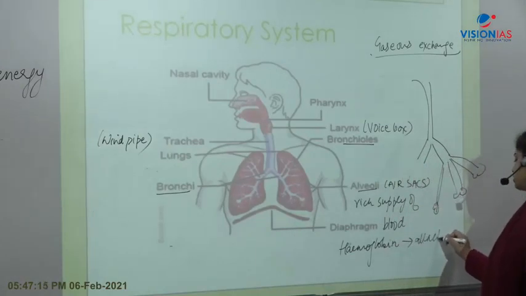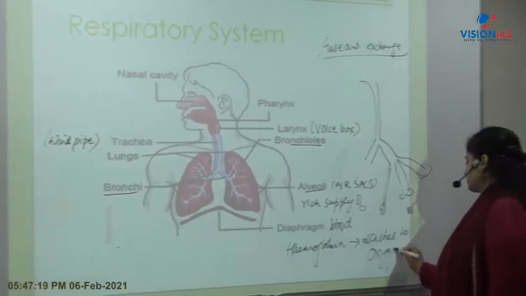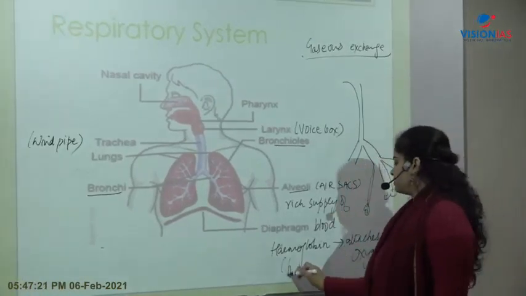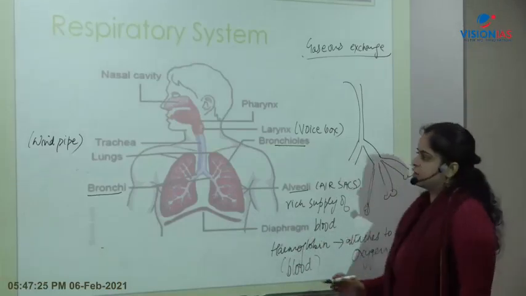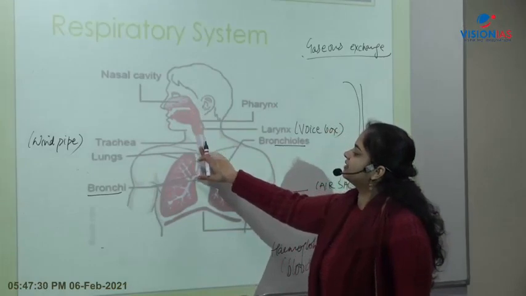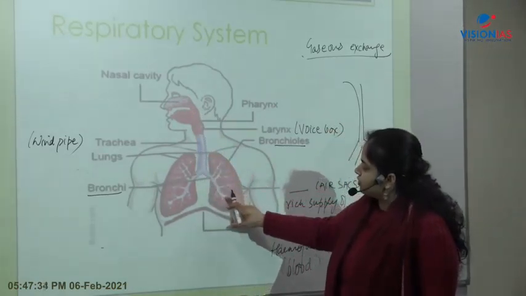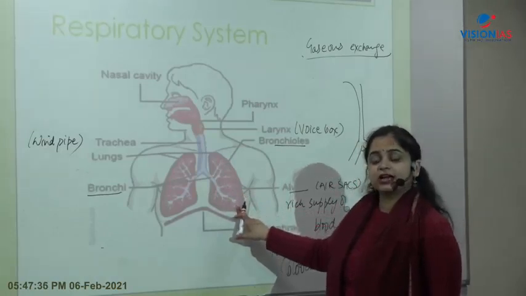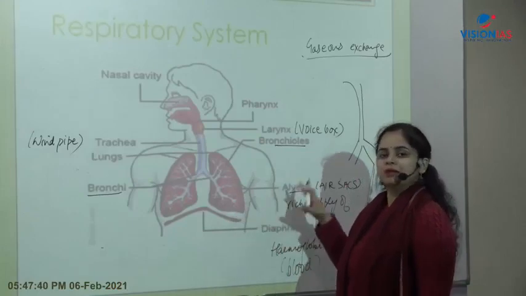Hemoglobin attaches to oxygen. This hemoglobin, which is in the blood, attaches to oxygen. So air goes from the nasal cavity down the pharynx, then larynx, then windpipe, bronchi, bronchioles. Finally, when it reaches the alveoli, the alveoli have a very rich supply of blood.